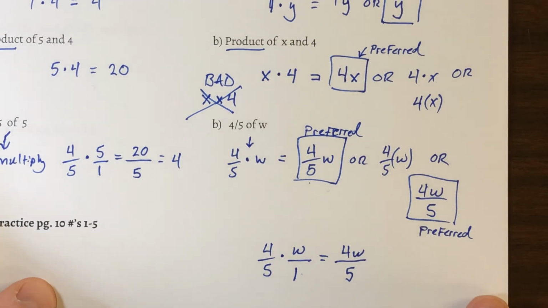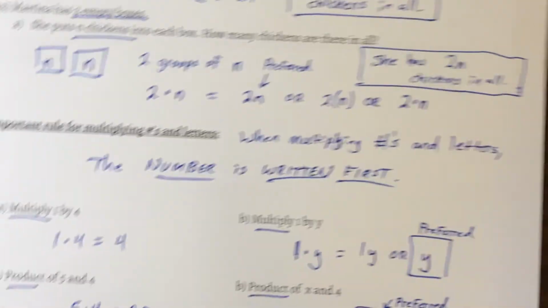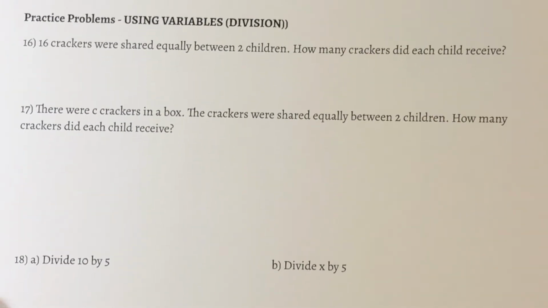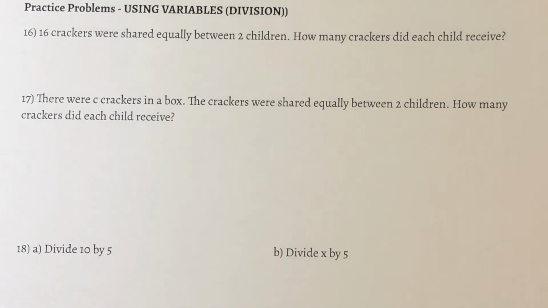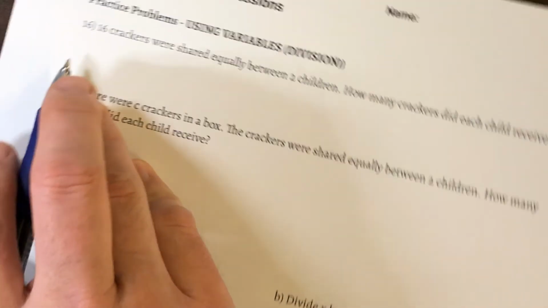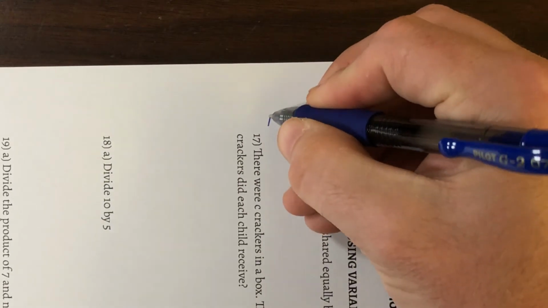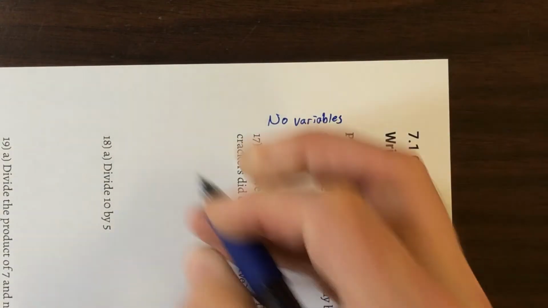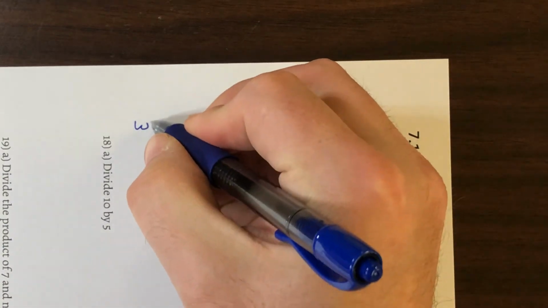All right, last section. And you're like, thank goodness, because I've already sat through 42 minutes of this. All right, last section, division. We're going to follow the same format. No variables versus with variables.